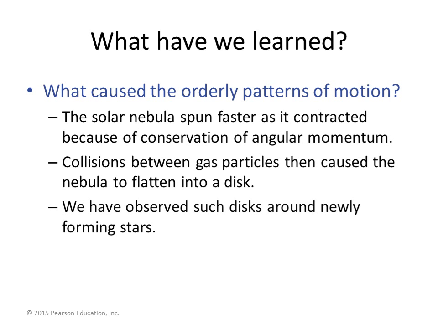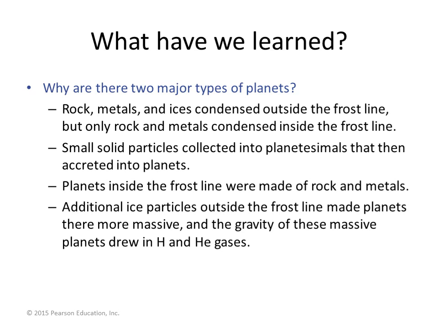So, what have we learned? Well, what caused the orderly patterns of motion? We have a solar nebula spinning faster as it contracted, and because of conservation of angular momentum, the smaller the disk got, the faster it spun. Collisions between gas particles then caused the nebula to flatten into a disk, and we have observed such disks around newly forming stars. So we have places out there in space that we've observed with telescopes that apparently have the same mode of formation.